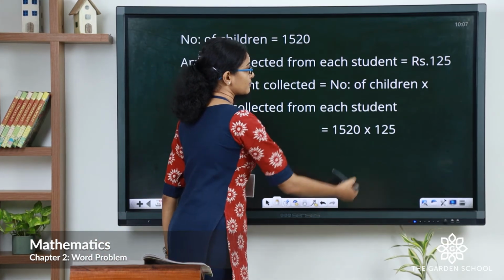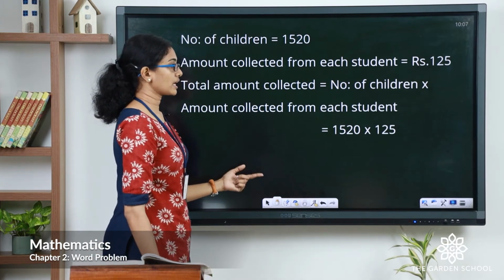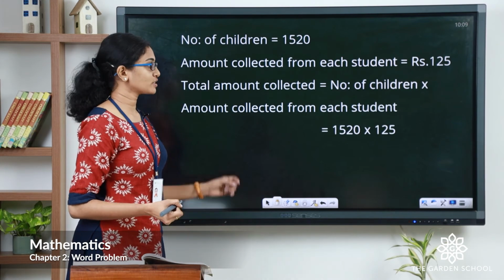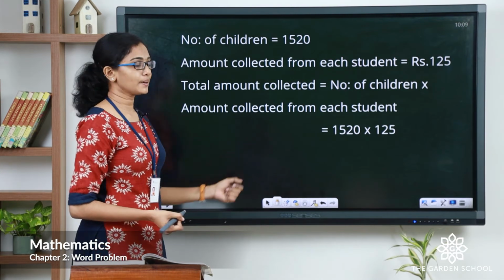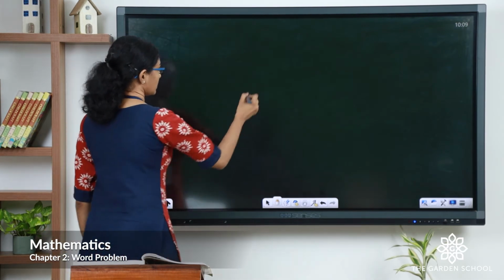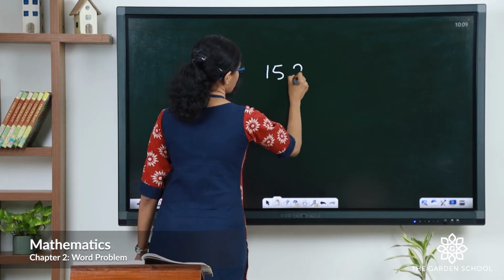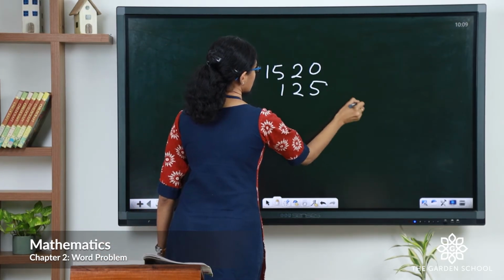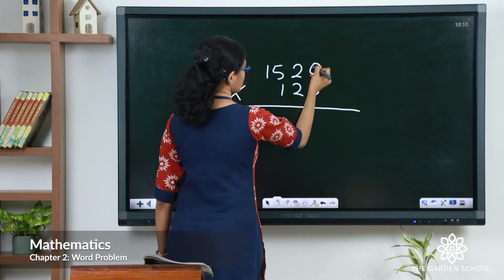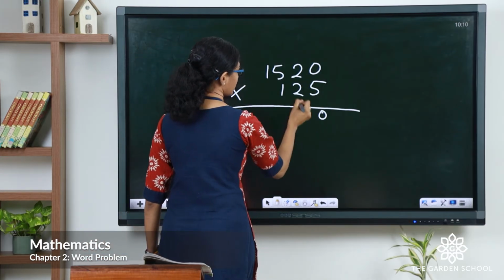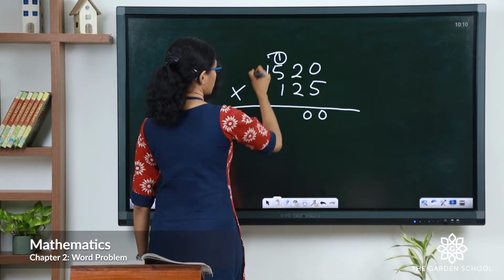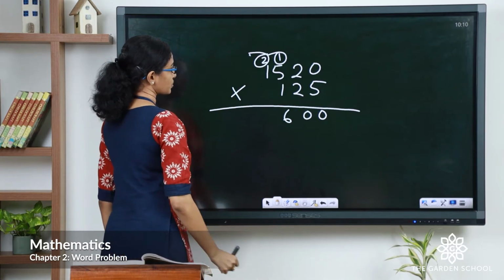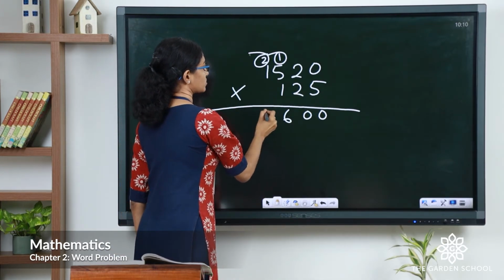So let's do the multiplication now. So 1520 into 125. You can do the calculation in the working column. I'm taking a fresh page here. So the numbers are 1520 into 125. So 5 into 0, 0. 5 into 2, 10. Carry over 1. 5 into 5, 25 plus 1, 26. Carry over 2. 5 into 1, 5 plus 2 is 7.